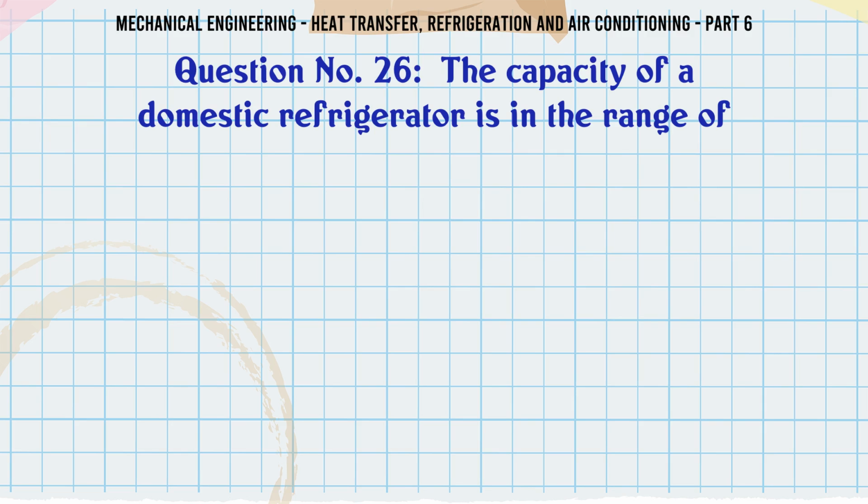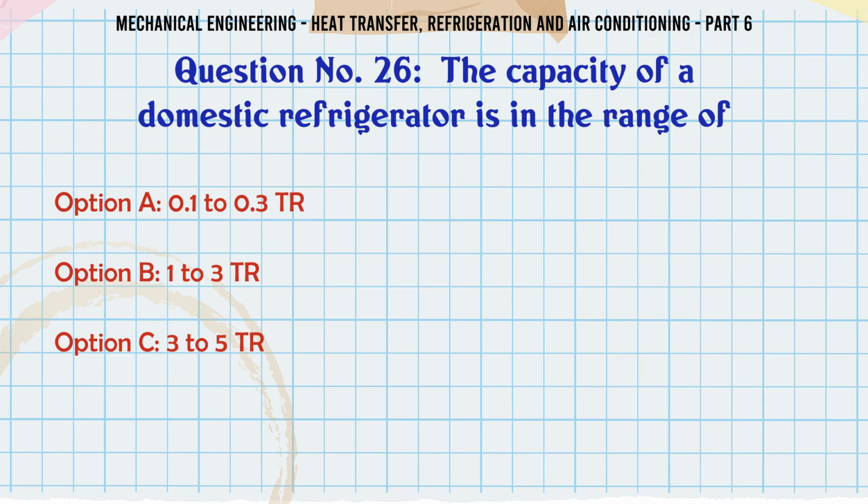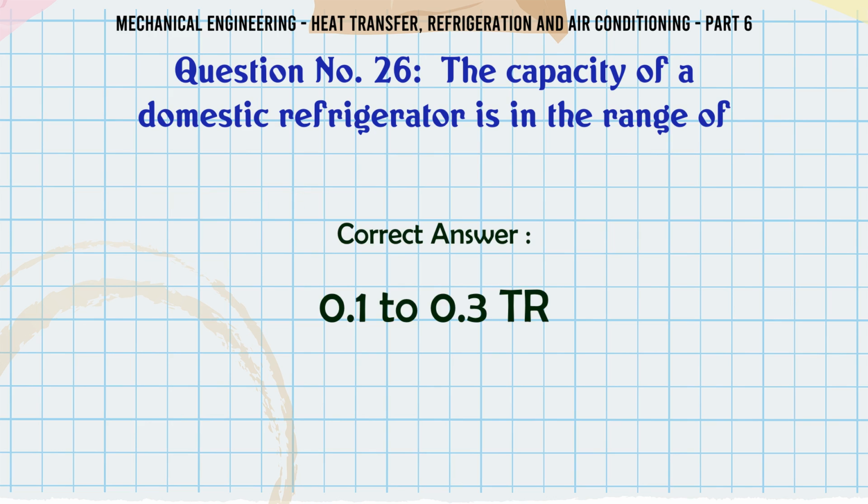The capacity of a domestic refrigerator is in the range of A. 0.1 to 0.3 TR, B. 1 to 3 TR, C. 3 to 5 TR, D. 5 to 7 TR. The correct answer is 0.1 to 0.3 TR.